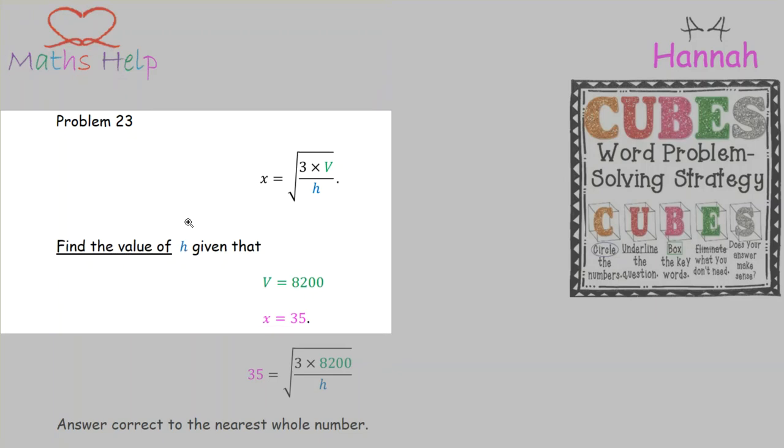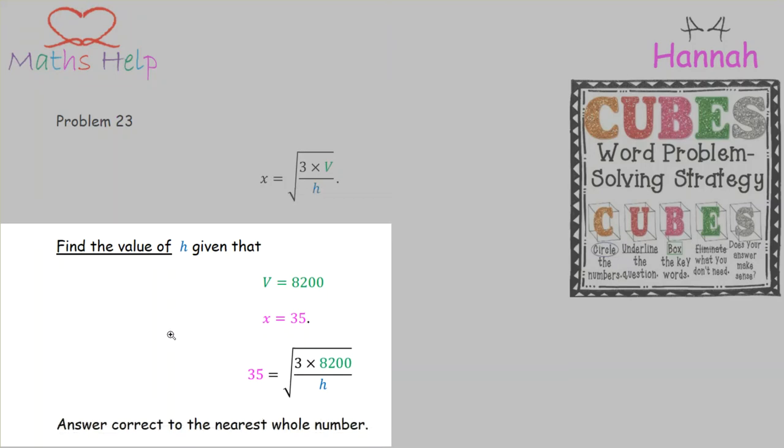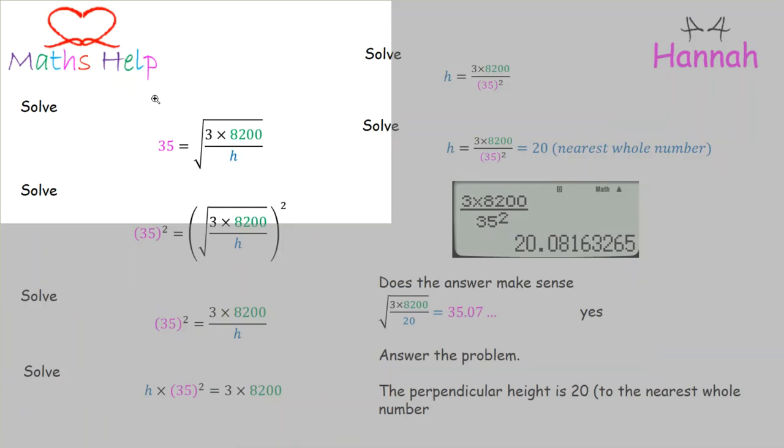So we can put the information that we know into the formula. So we know that 35 equals the square root of 3 times 8,200 over h. And I'm keeping in this part: answer correct to the nearest whole number as well. So back to this part, 35 equals the square root of 3 times 8,200 over h.